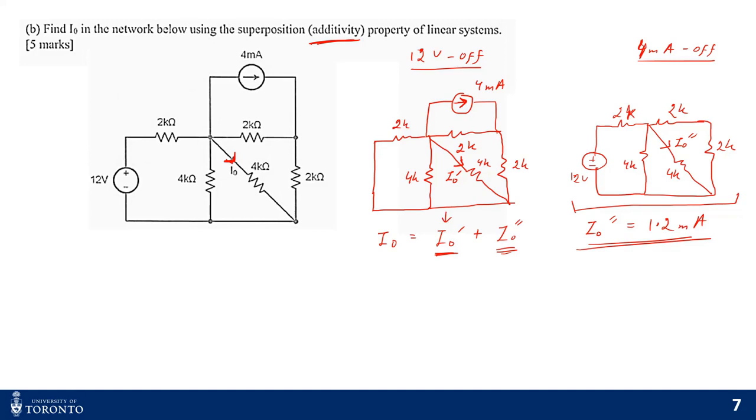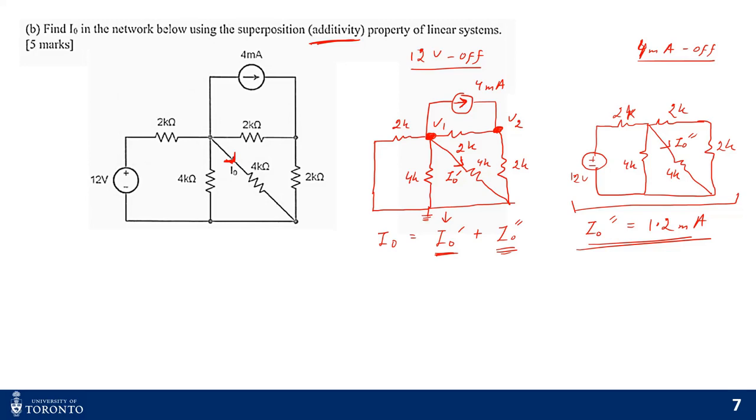If I want to use nodal analysis, how many nodes do I have here? If I consider this to be the ground, I have one node, which I can term V1. Then I have another node, which I can term V2, right? Since I have no super nodes, I can write the nodal equations. Since there are two nodes with two unknown voltages, I need two equations.